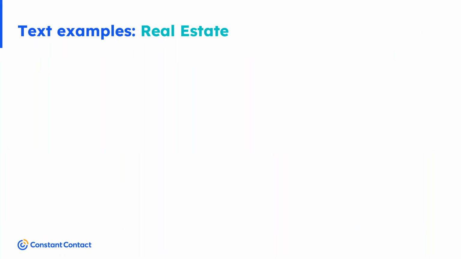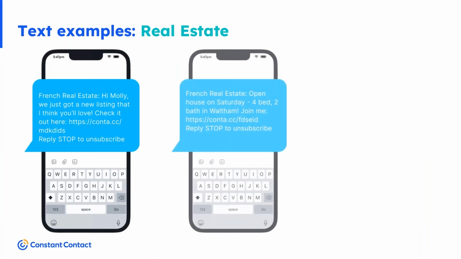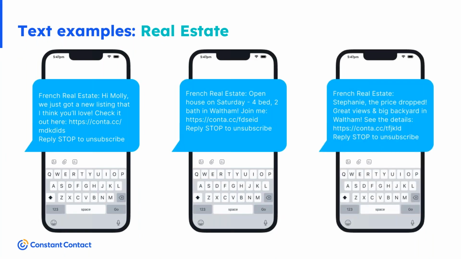For those of you in the real estate world, you could use text to send information on new listings, invitations and information for open houses, or price change alerts on properties. You could also do things like invitations and reminders for client appreciation events, status change alerts when something is sold or goes under contract, or a client review feedback request. All of this is really just going back to the idea that relationship building is very important for you.